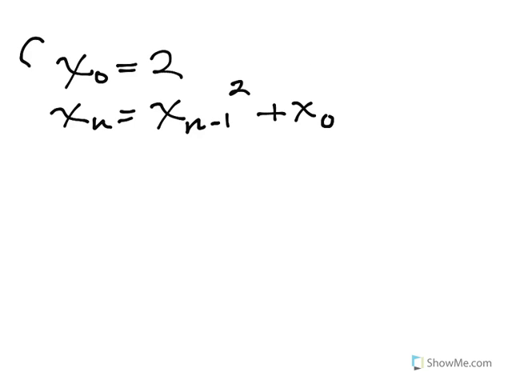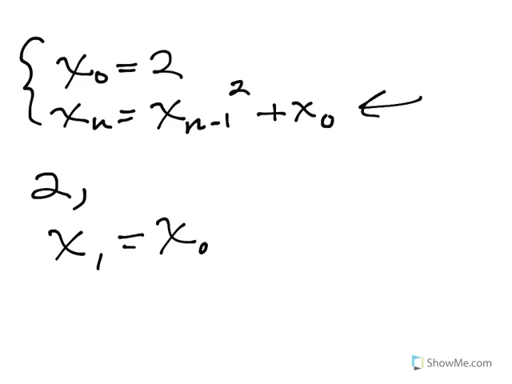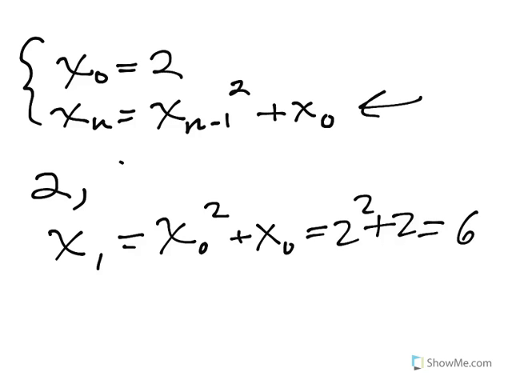So here is a recursive function, and a recursive function tells you what the first number is. In this case, 2 is the first number of a sequence, and it tells you how to calculate other numbers. For instance, to calculate x1, we could use the second half of this recursive formula. x1 is x0 squared plus x0, which in this case is 2 squared plus 2, which is 6, so 6 is the second number.